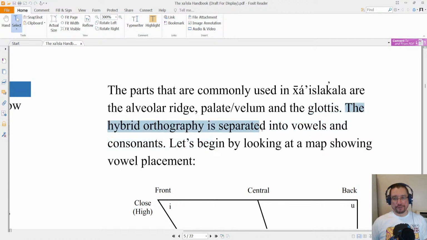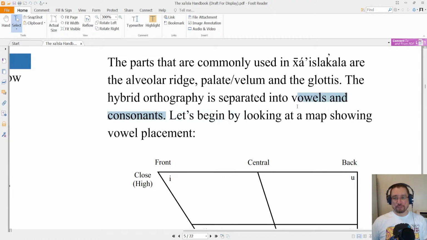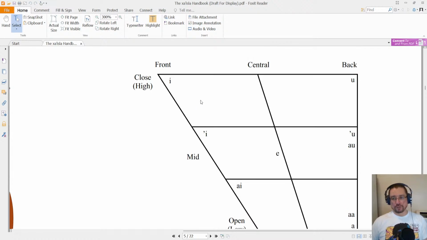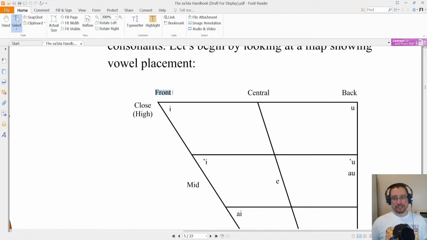The Hayward orthography is separated into vowels and consonants. So that's very important. Let's begin by looking at a map showing vowel placement. So this chart shows kind of the side view of your mouth. So this is the front of your mouth where your teeth are. This is the central part of your vocal tract. This is basically your palate, your hard palate here. And then this is the back towards the uvula.